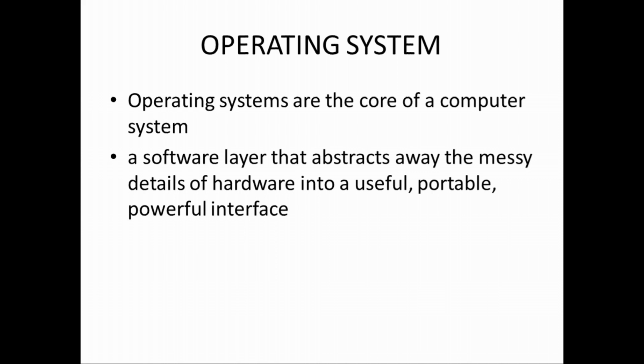They are the core of a computer system. You can underline that or write that down. Operating systems are the core of a computer system. A software layer that abstracts away the messy details of hardware into a useful, portable, and powerful interface. What that statement means is that the operating system software brings your various hardware together and makes them useful, portable, and a powerful interface. So your hardware now becomes a powerful interface for you to use.